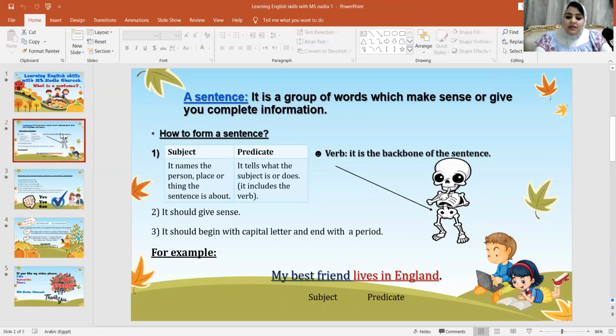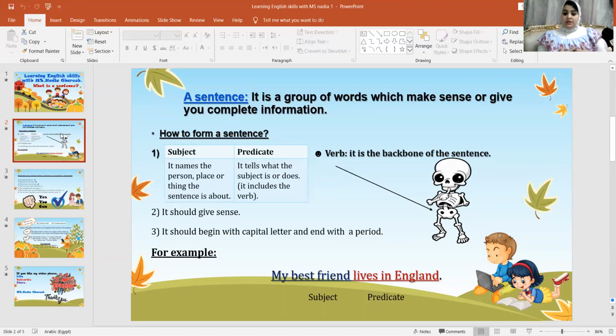Predicate. The predicate gives you information about the subject: what the subject is going to do, or it describes the subject, and it should have a verb. It tells you what he is doing or what the place is about. In other words, it completes the message of the sentence, which is about the subject. But don't forget, the predicate includes the verb, and in the sentence we should have a verb.